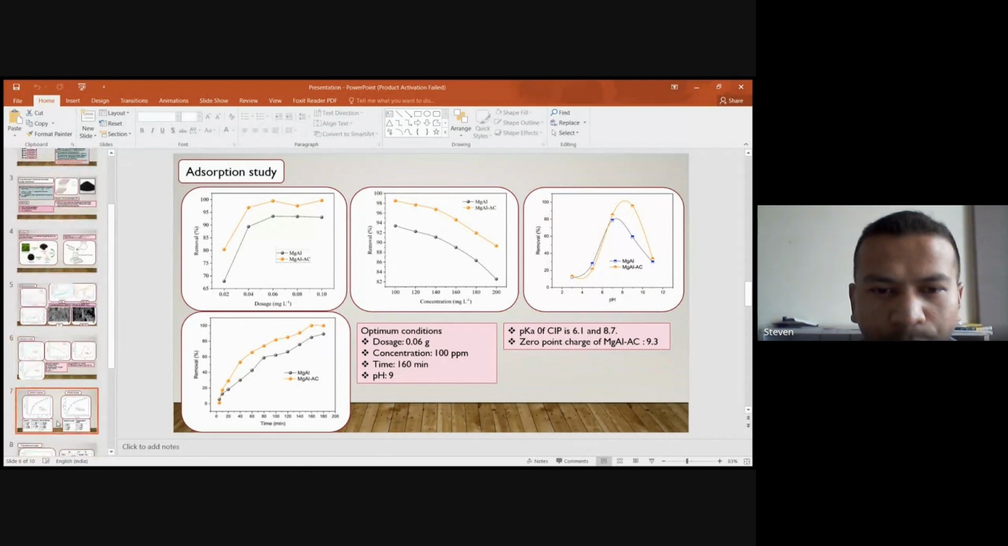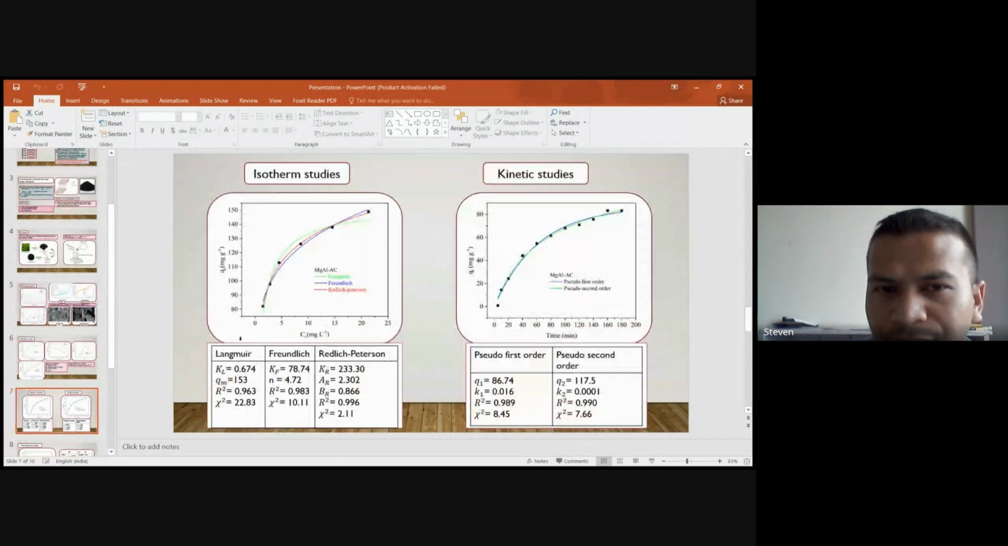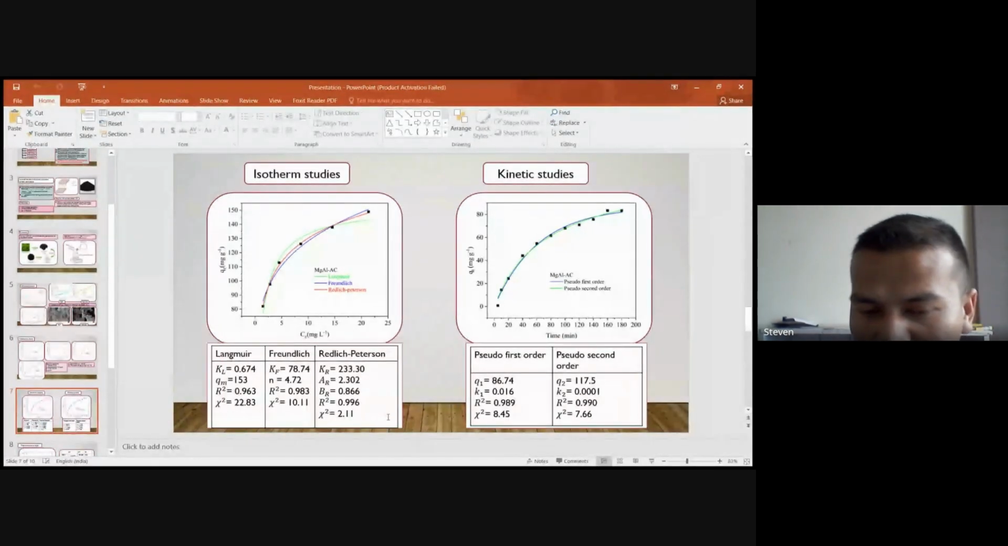Next, these data were fitted into different isotherm and kinetic models. For the isotherm studies, we got Redlich-Peterson as the best fitted model with an R-square value of 0.996. Whereas for the kinetic studies, the best fitted model was the pseudo second order with an R-square value of 0.990.